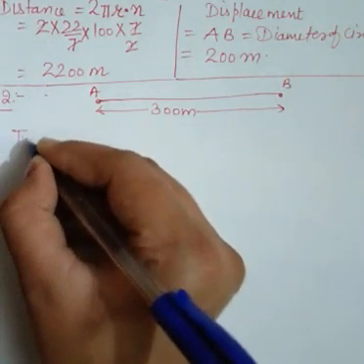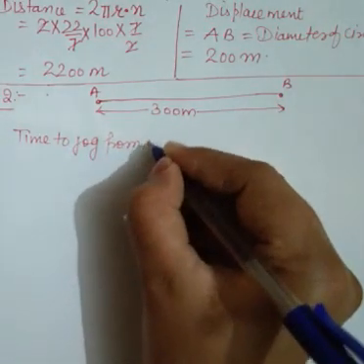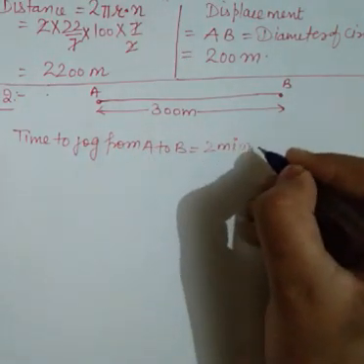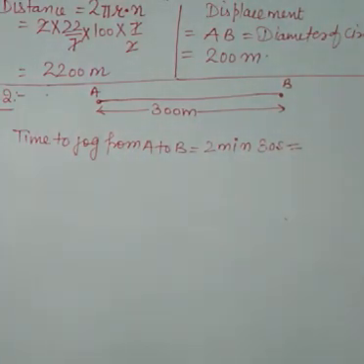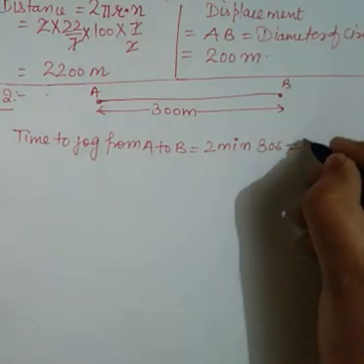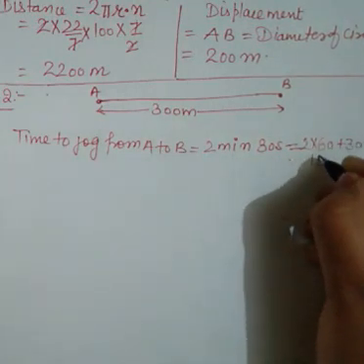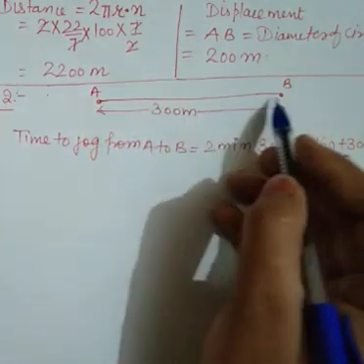Okay, so time to jog from A to B is 2 minutes 30 seconds. Dear students, have you noticed that the time is given in minutes and seconds? What will I do in this step? Yes, I will convert the whole time into seconds. So multiply 2 into 60 plus 30. 2 60s are 120 plus 30, that is 150 seconds. It means in 150 seconds Joseph jogs from A to B.